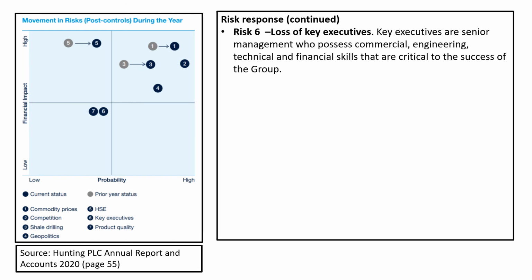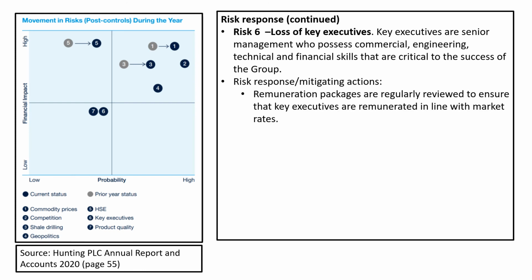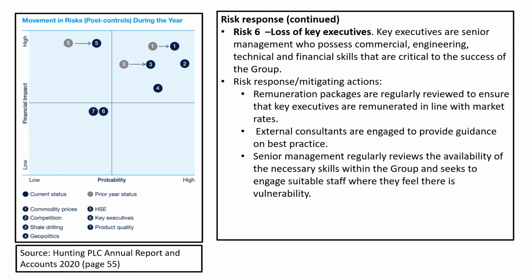Risk 6 is the possible loss of key executives or senior management who are critical to the success of the group. Risk response or mitigating action taken would be 1. Remuneration packages are regularly reviewed to ensure that key executives are remunerated in line with the market rates. External consultants are engaged to provide guidance on best practice.